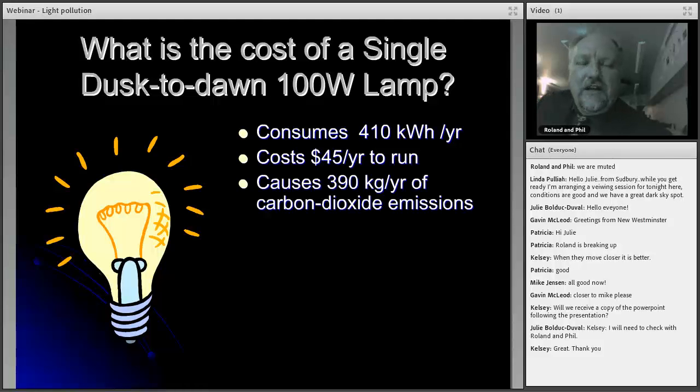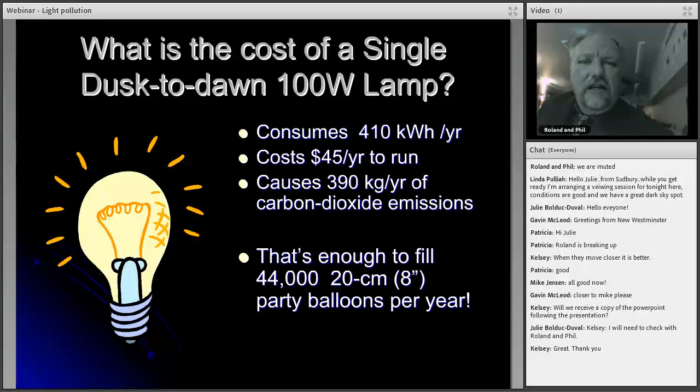Here's a kicker. In many jurisdictions around the country, a good portion of the electricity that is being used to light that light bulb is derived from burning fossil fuels, whether it's coal or natural gas. The typical average is around 390 kilograms a year of carbon dioxide emissions. That's a substantial amount. And to visualize that, try this on for size. That's enough to fill 44,000 8-inch party balloons, 20 centimeter. Yes, we're metric here in Canada, aren't we? So that's a lot of carbon dioxide.